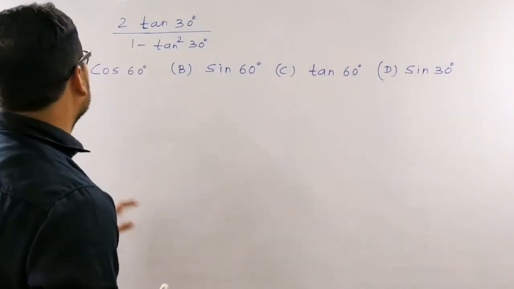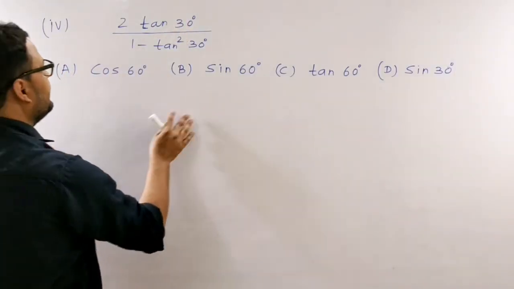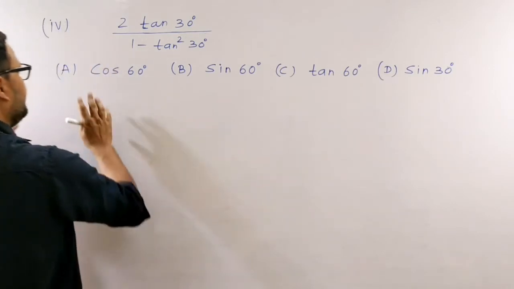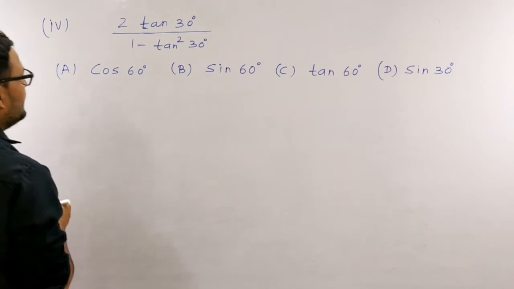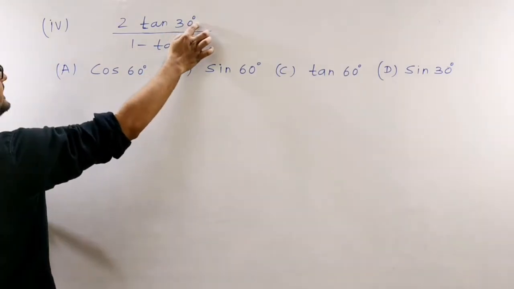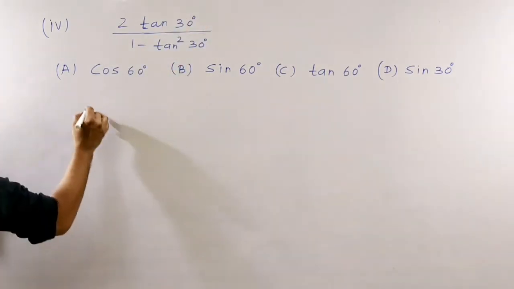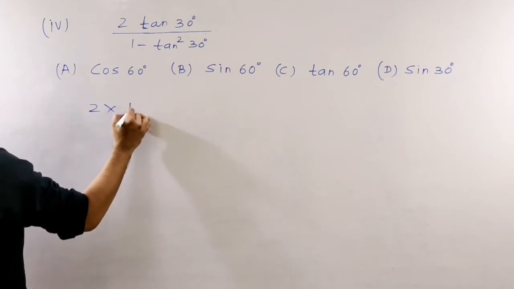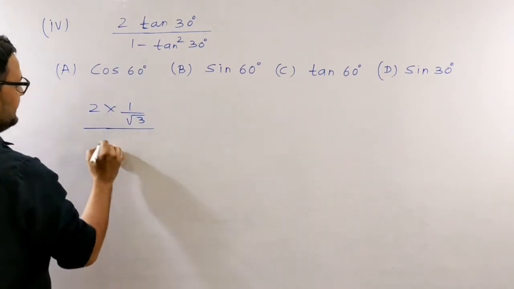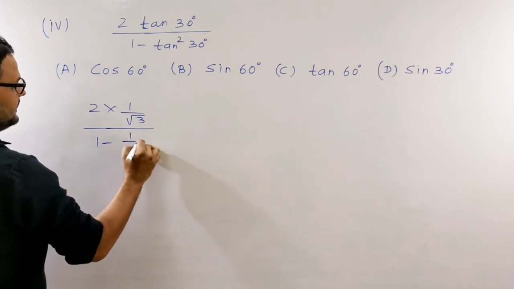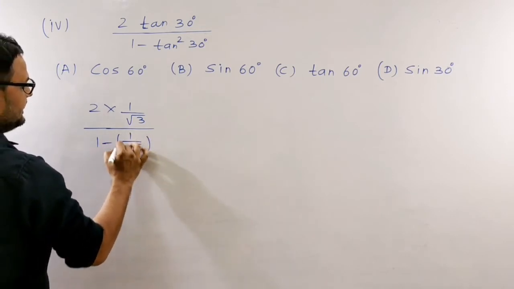Second main, fourth one, 2 tan 30 divided by 1 minus tan square 30. Again 4 options we have. First we simplify this one. 2 tan 30, tan 30 is equal to 1 by root 3. Then 2 into 1 by root 3 divided by 1 minus 1 by root 3 the whole square.